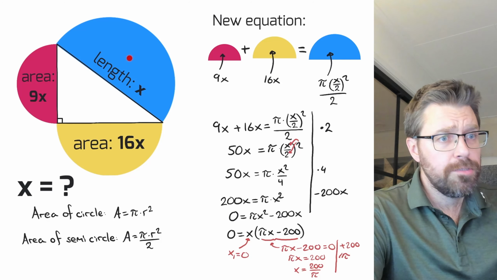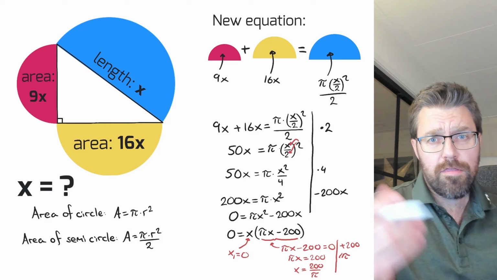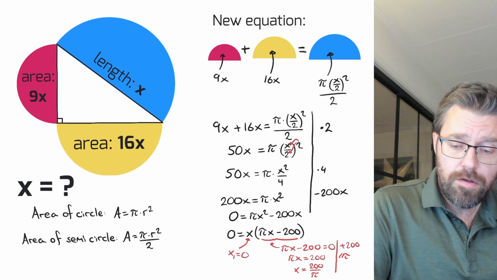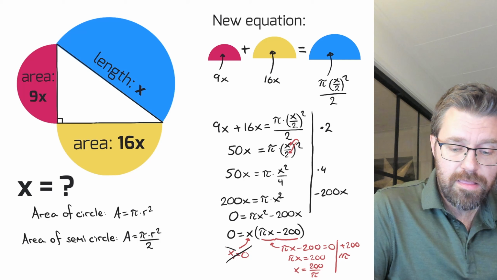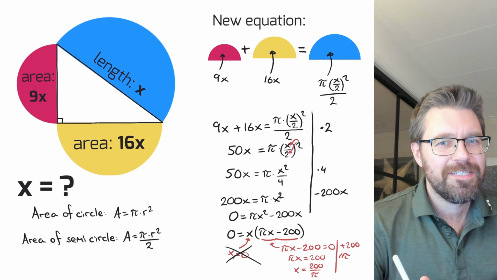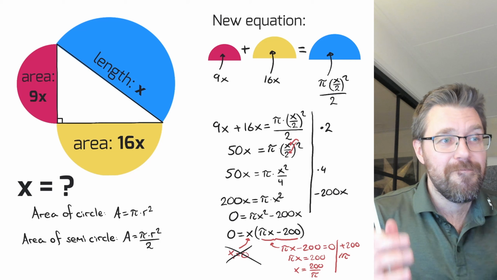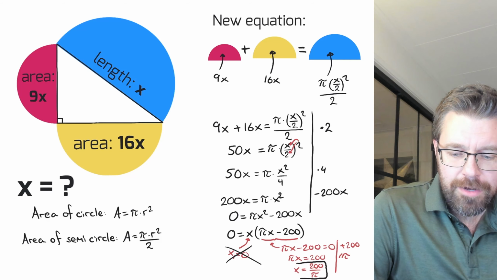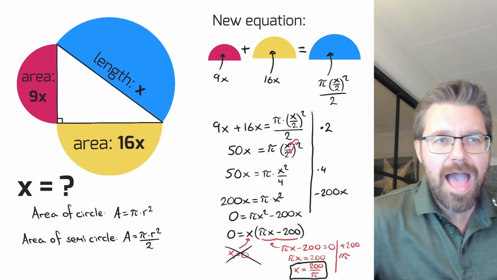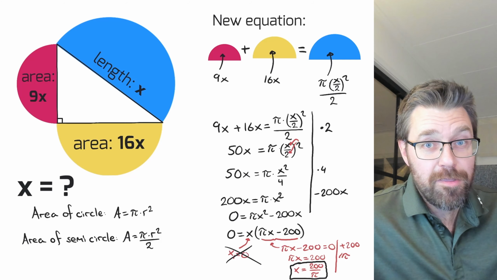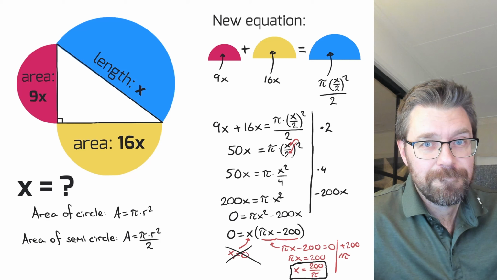And of course x can't be 0, because then the picture wouldn't exist if all the lengths are 0. So that one is not valid. But the answer for x is this one here, 200 divided by pi. Was it the same as you got?